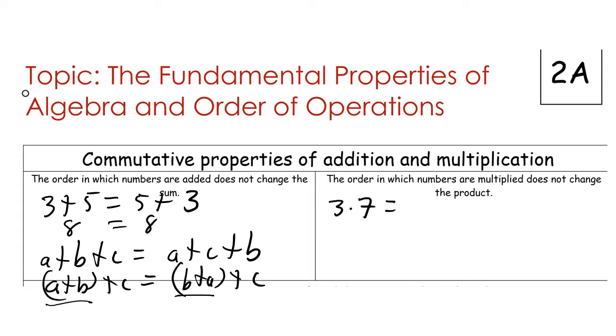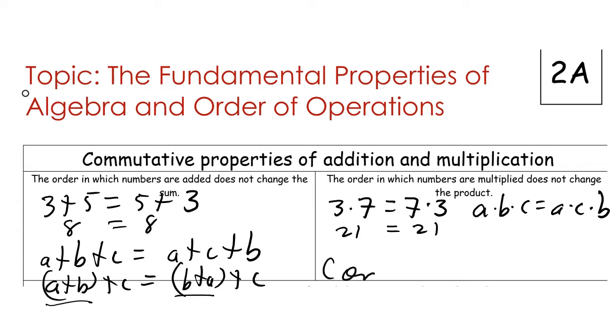3 times 7 equals 7 times 3. 3 times 7 is 21. 7 times 3 is 21. We get the same answer both ways. You can do A times B times C equals A times C times B. If the numbers move around, that is the commutative property.